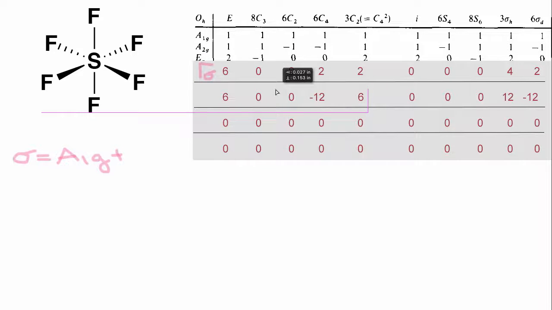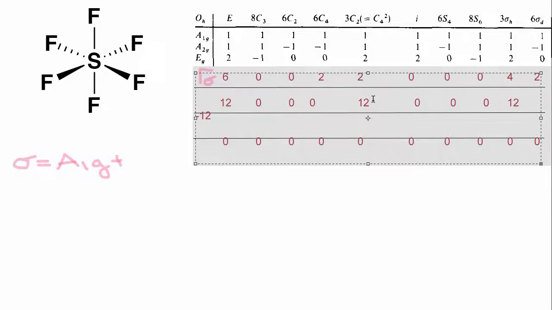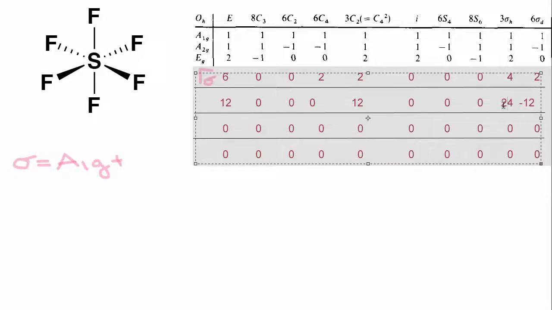If we then move down next to the Eg, what we can see is that we will now have to multiply this value by 2. This value will become a 0. This value will be multiplied by 2. This value will be multiplied by 2 as well. And then this value will become 0. So if we add all of this up, what we will see is that we end up with 48 again. And so we know then that Eg is the symmetry of another 2 sets of sigma bonding orbitals.